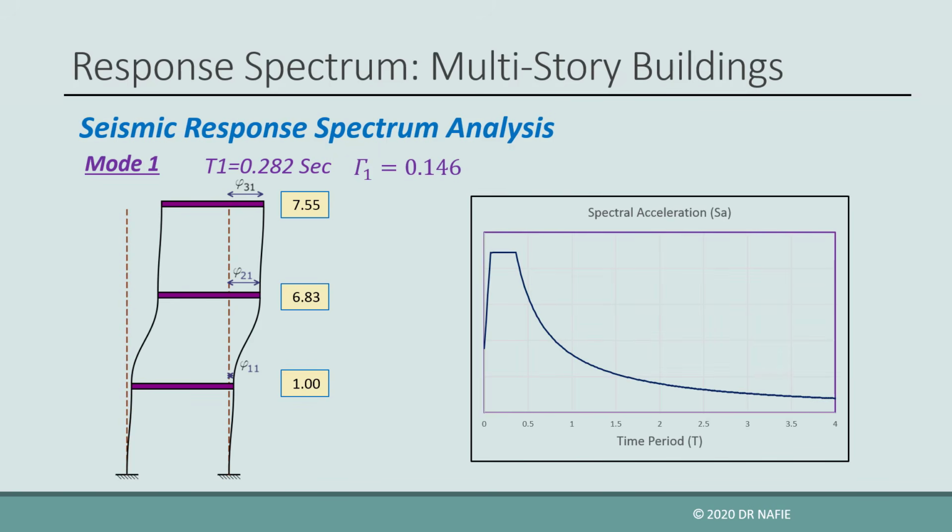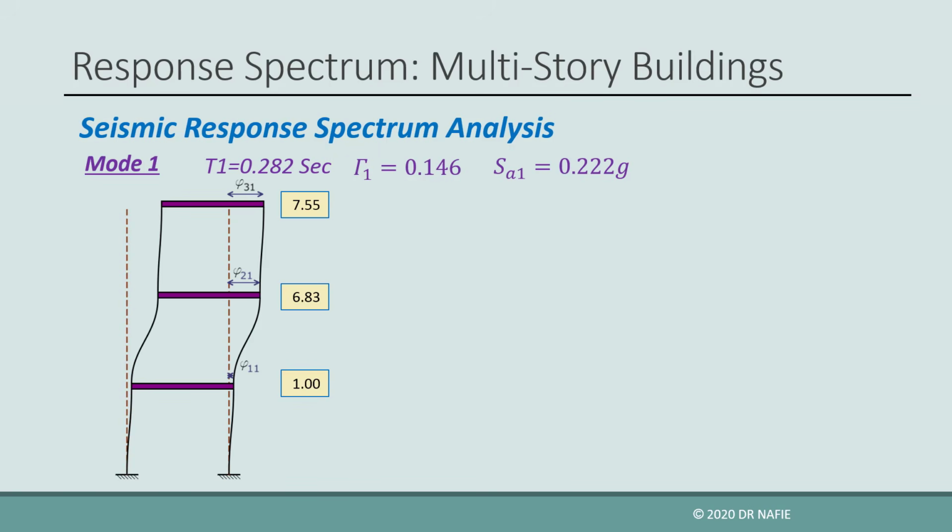By locating the time period T1 of 0.282 seconds on the curve, we can obtain the corresponding spectral acceleration for mode 1, SA1, which is found to be 0.222 g, where g is the acceleration of gravity. In the next step, we need to obtain the seismic forces at different stories for mode 1. To do that, we need first to obtain the maximum expected acceleration at each story for that mode.